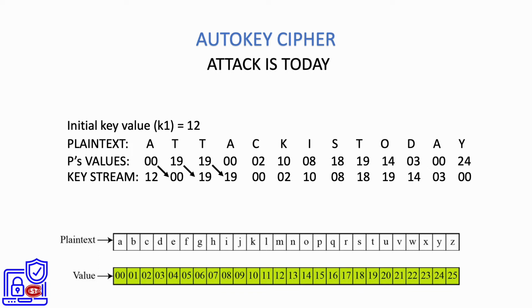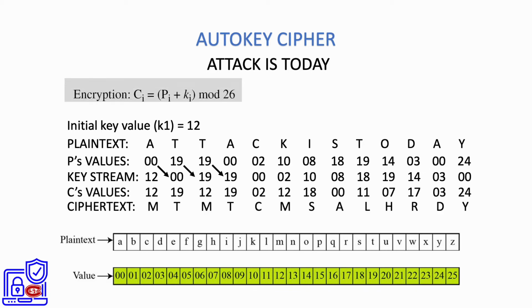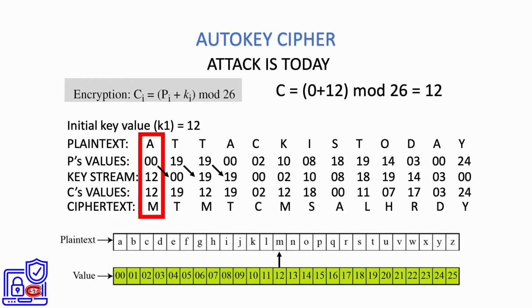Now, the key stream for every other character will be the P value of the previous character, as we can see here. Now, the C value, or the ciphertext value, can be calculated using this encryption formula: C equals 0 plus 12, mod 26 equals 12. So, the C value for A is 12. Let's see the corresponding value for 12 from the table. We see that it is M. So, the corresponding ciphertext for the character A is M.